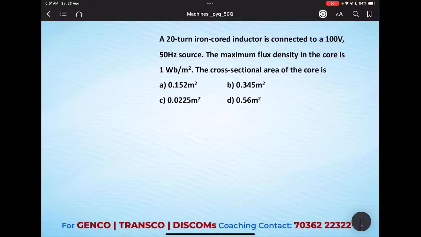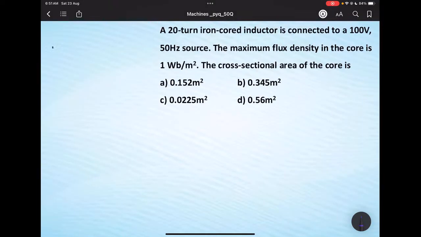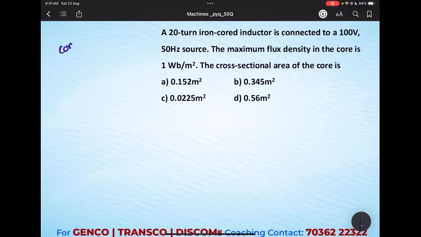The next question is about a 20-turn iron core inductor connected to a 100 volt, 50 Hz source. The maximum flux density in the core is 1 Weber per meter square. The cross-sectional area of the core is... Which concept is the question asking about? The concept is transformer design parameters.